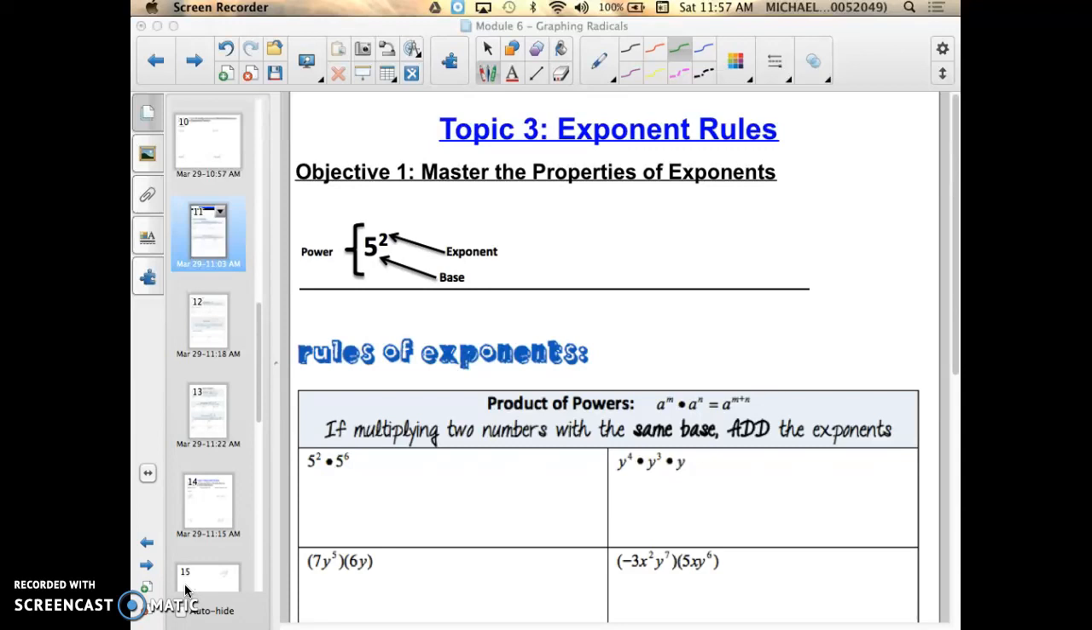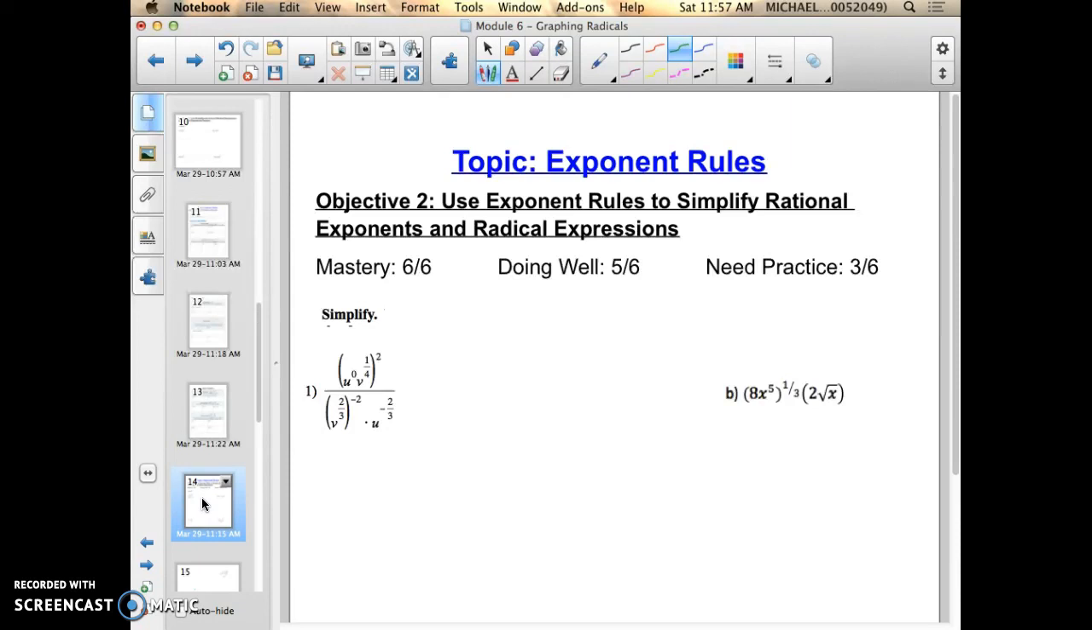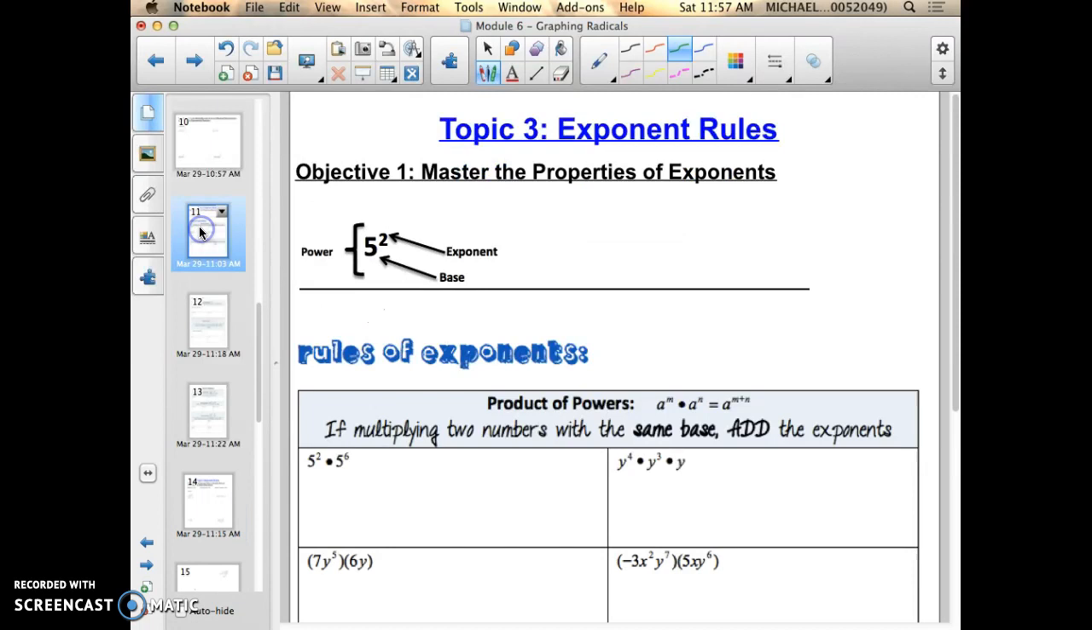these properties and the mastery of these properties in Objective 2 when you use the exponent rules to simplify rational exponents and radical expressions. And if you can see, it does look a little bit complicated, so it's good to master these to begin with to make the process a lot easier for Objective 2.